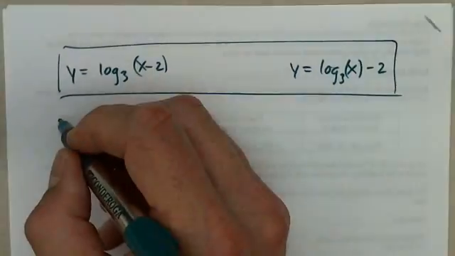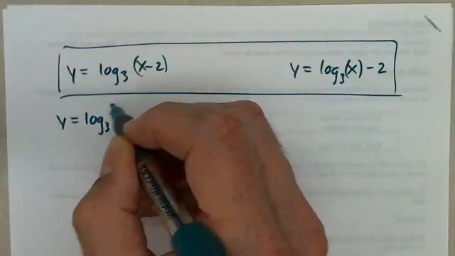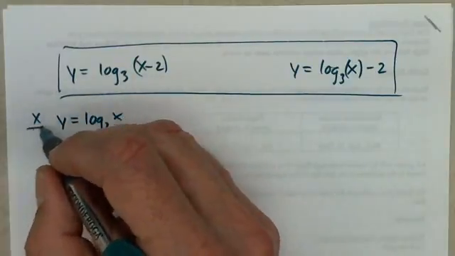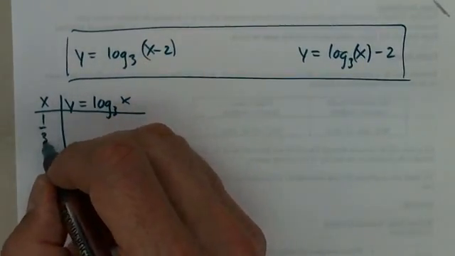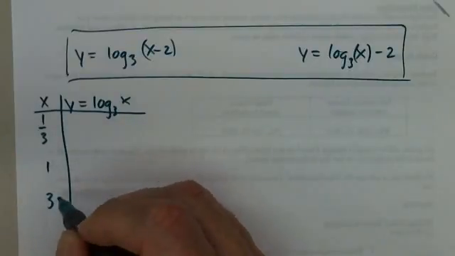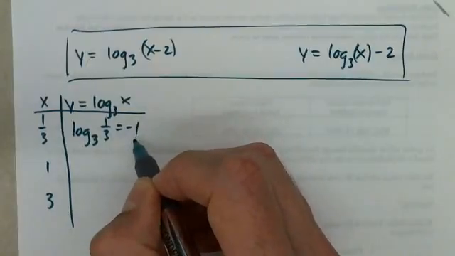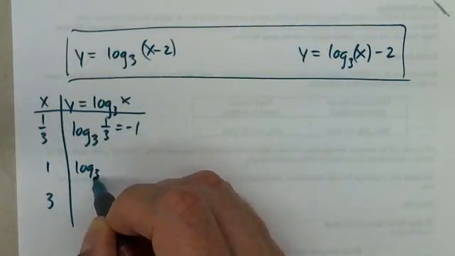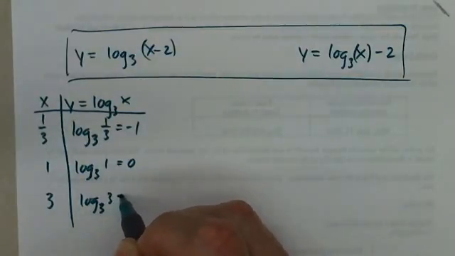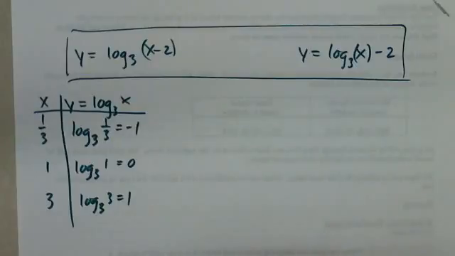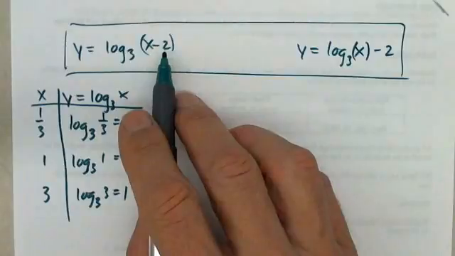For both of these, let's talk about the parent function. And let's choose 1/3, 1, and 3. To what power do we raise 3 to get 1/3? -1. To what power do we raise 3 to get 1? 0. To what power do we raise 3 to get 3? 1. So we can use these parent function coordinates to help us graph. And then we have to identify this 2.